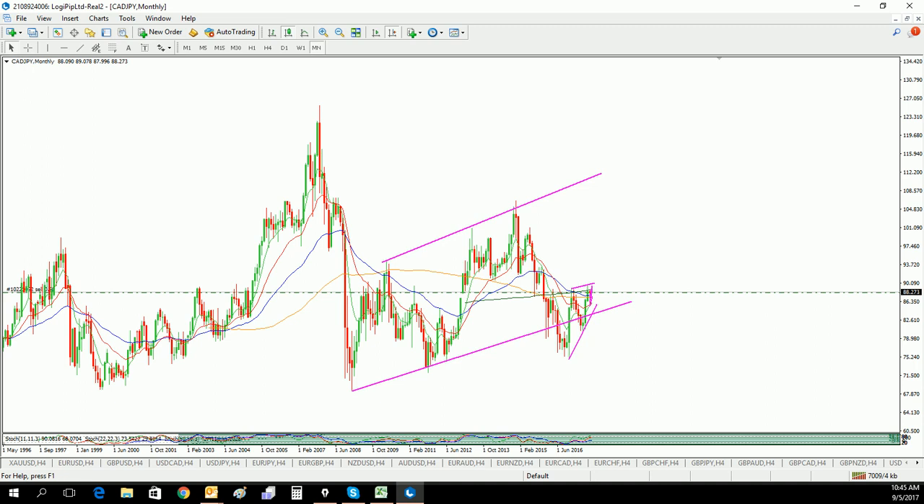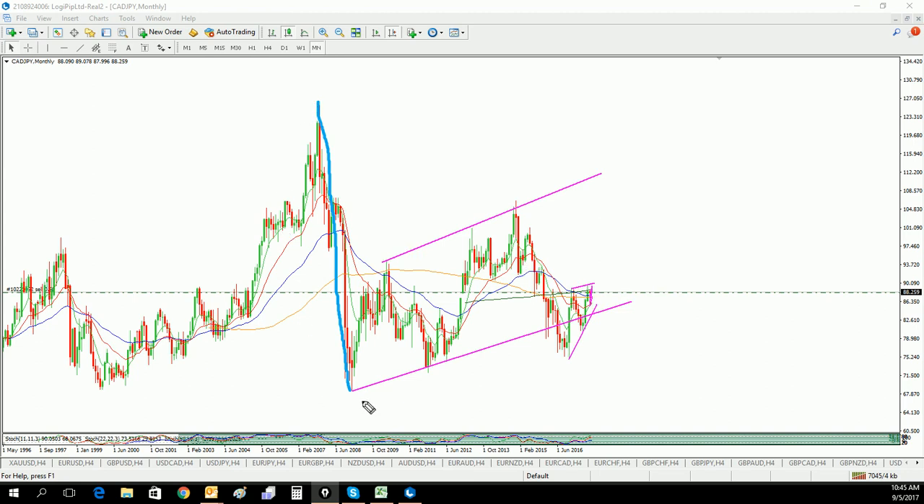So we've got a short setup on the CAD yen, and I'm just going to run you through that quickly because it's a really nice setup to actually learn from. If we have a look at the chart over here, we can see the initial impulse on the left hand side. Bear in mind that we're starting with the monthly chart here, so this is a really big time frame to have a look at. But the reason we're doing that is because the setup is so nice. I want to show it to you.